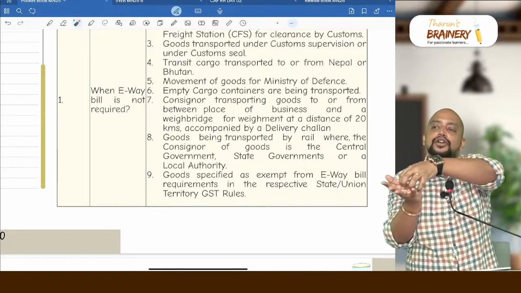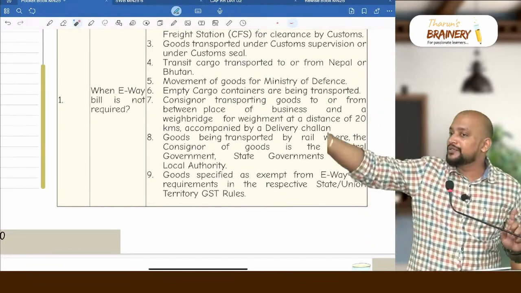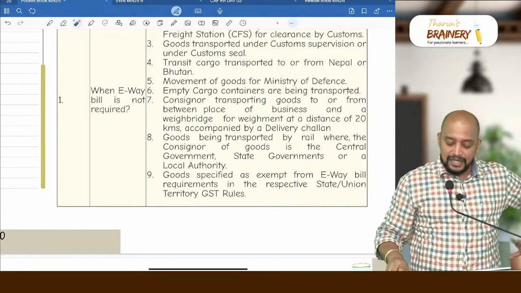Even though it is carrying the goods, if the weighbridge is within 20 kilometers, e-way bill is not required. If the weighbridge is beyond 20 kilometers, definitely e-way bill is required.